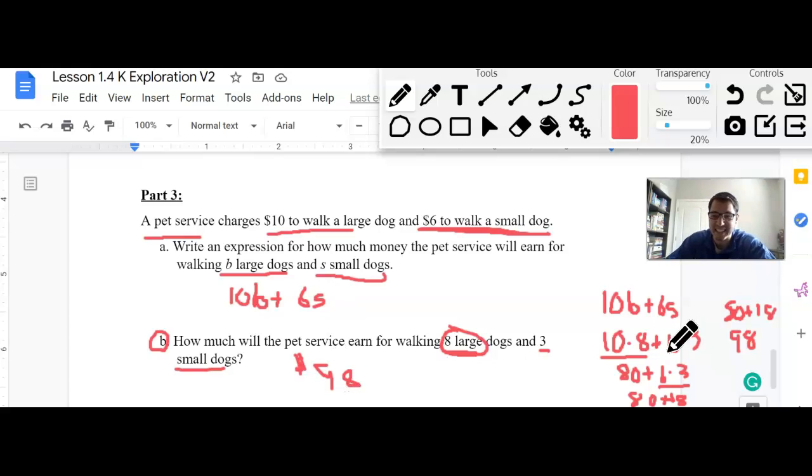Who would take $98 for walking 8 large dogs and 3 small dogs? I know I would. That's some good money.